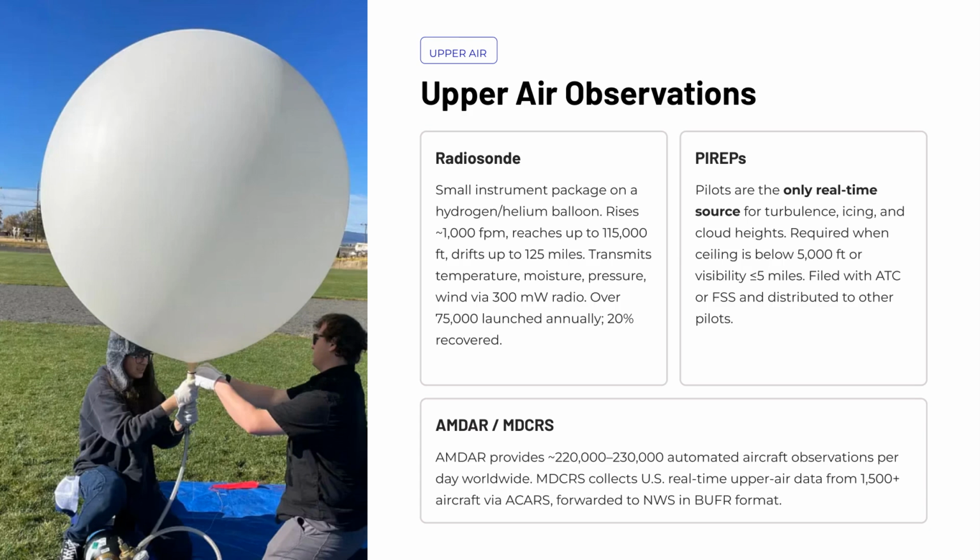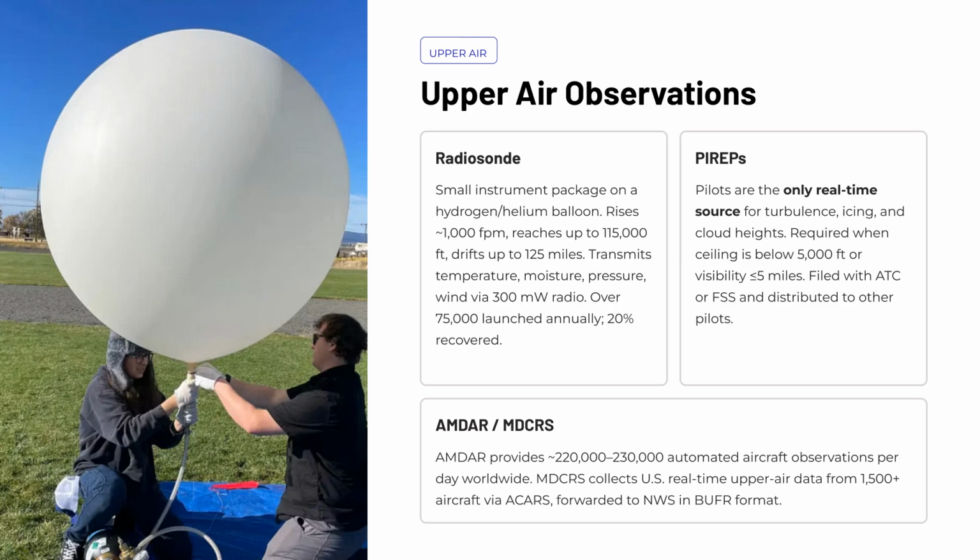Upper air observations give meteorologists and aviators a critical picture of what's happening above the surface, and there are several key systems that make this possible. The radiosonde is one of the most fundamental tools in upper air observation.